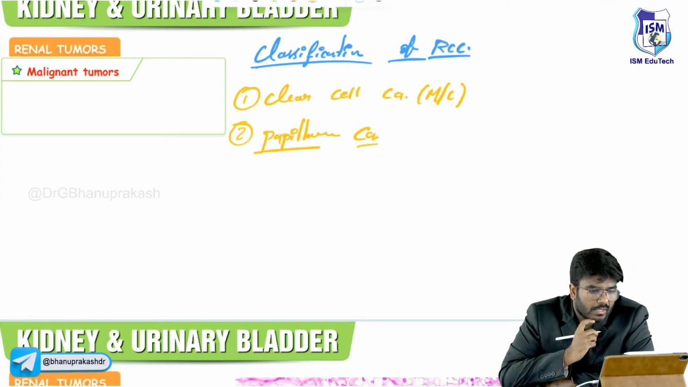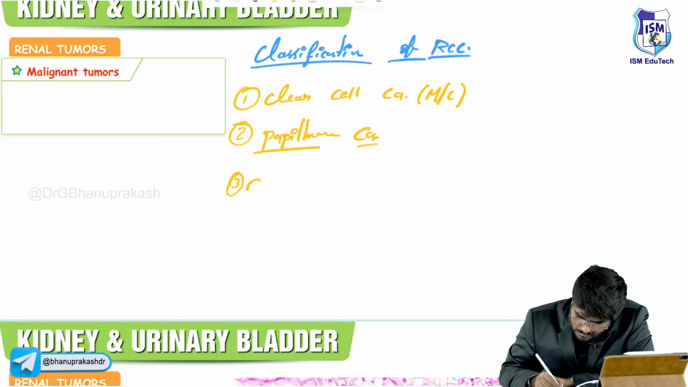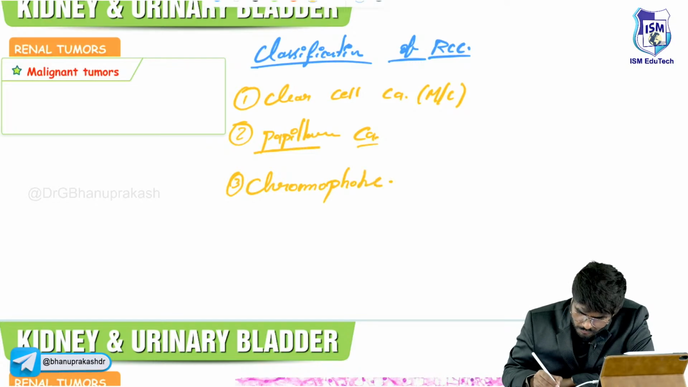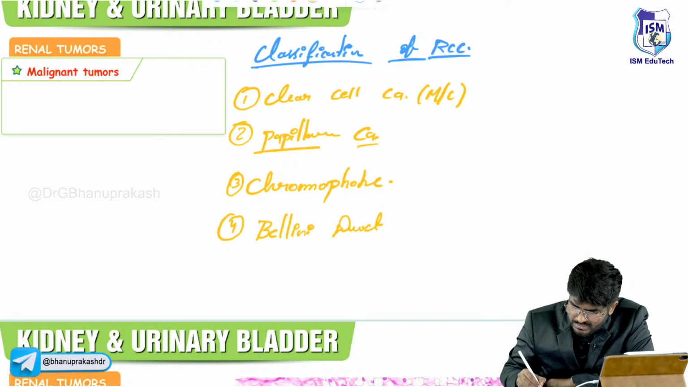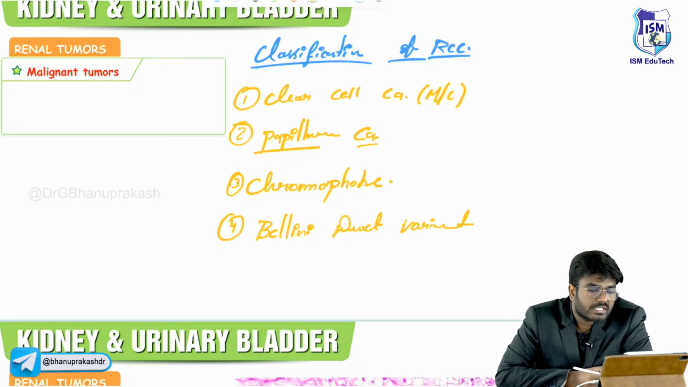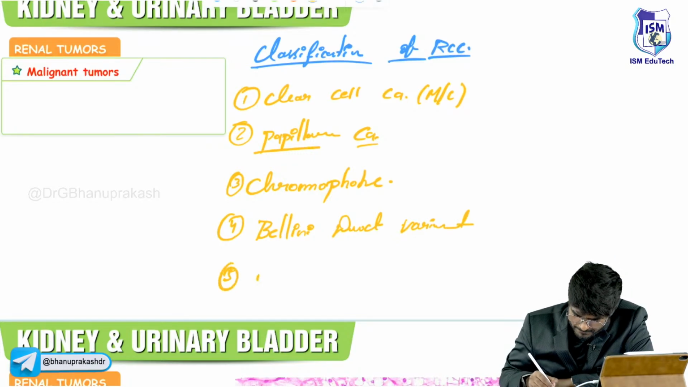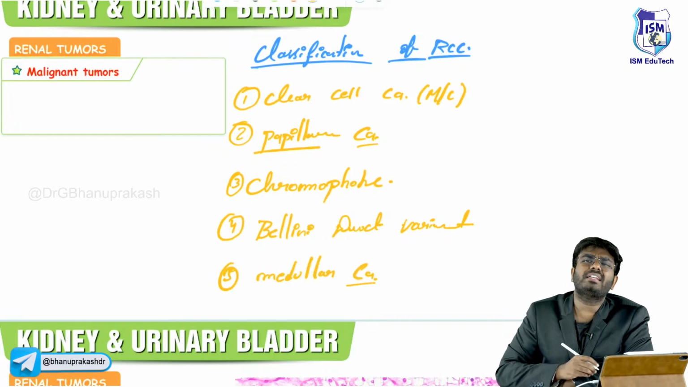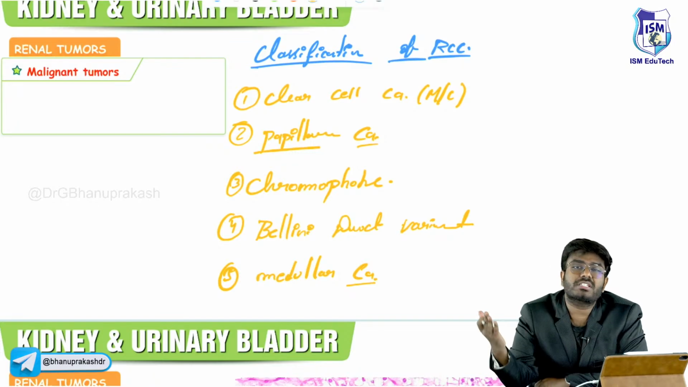Next is papillary, then chromophobe. The chromophobe variant can be seen. Next is the Bellini duct variant. Next is medullary carcinoma. These are the different histological variants.